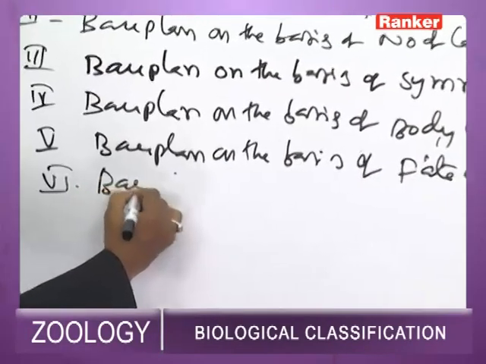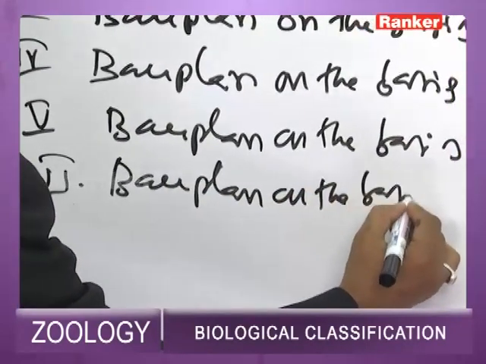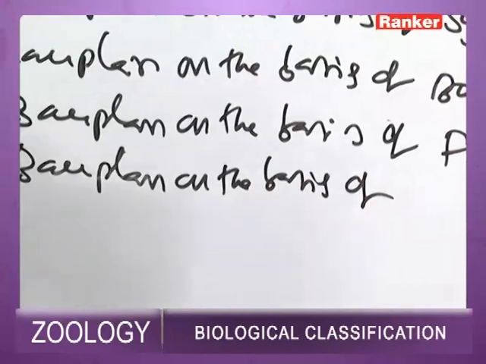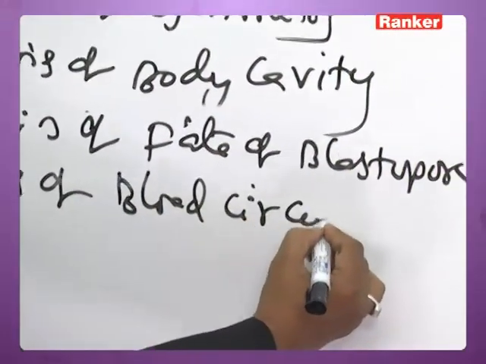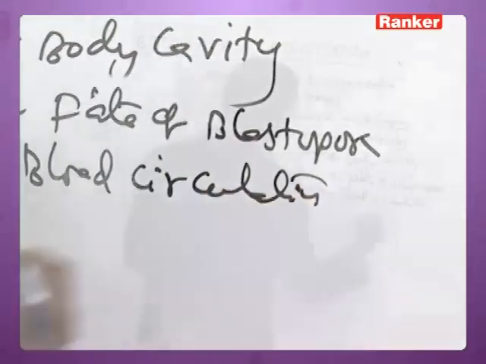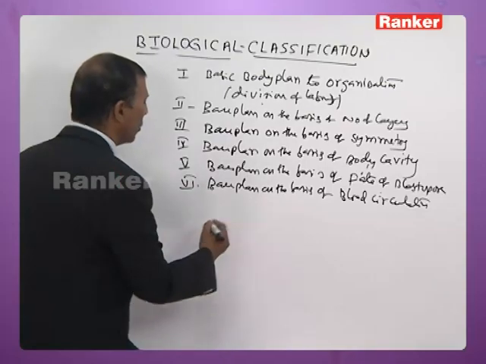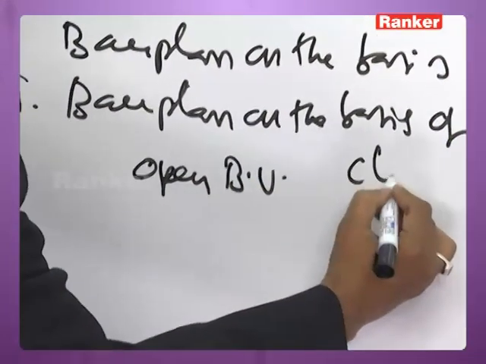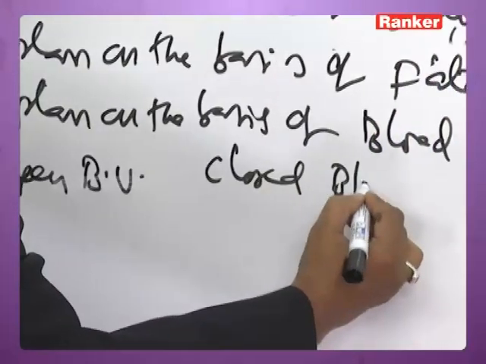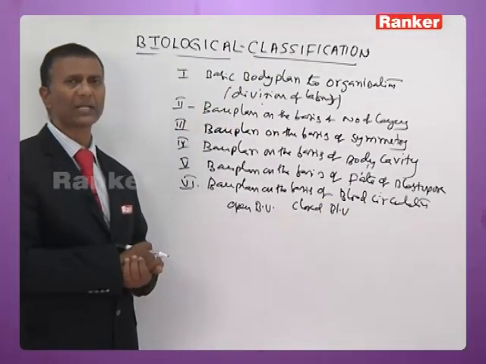Next, you have body plan on the basis of blood circulation. Now under this, you have two kinds of circulations here, that is open blood vascular system and closed blood vascular system.